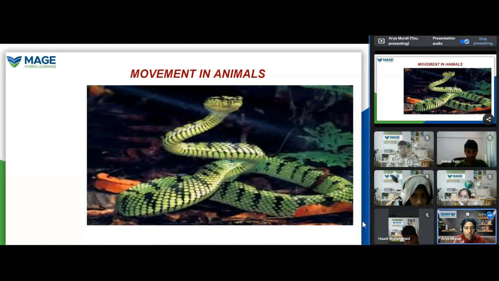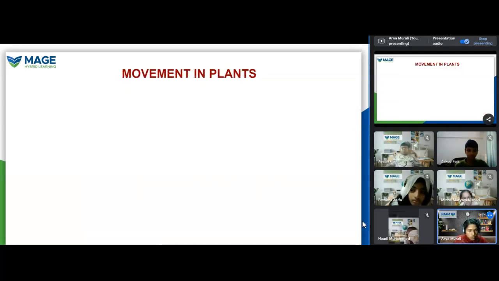That's a better idea. So this is a snake. Snake is a reptile, right? So their movement is also different. So all these are different types of movement in animals. So next, about the movement in plants.